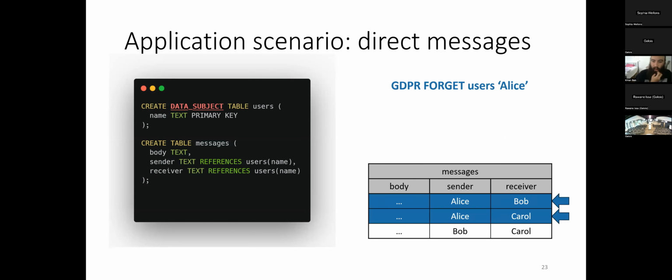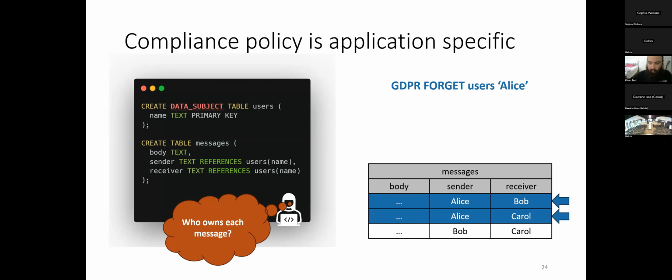Okay, let's look at what happens if Alice requests deletion of her account under the GDPR. Let's say that when Alice does this, the application issues this GDPR forget command that I'm showing on the slide. Now, let's say we have two messages in the database that are related to Alice. The first she sent to Bob, and the other she sent to Carol. Let's say there's a third message there that is also unrelated to Alice.